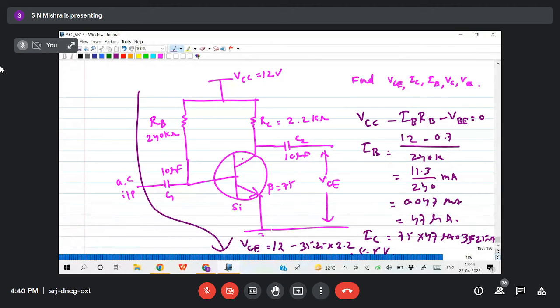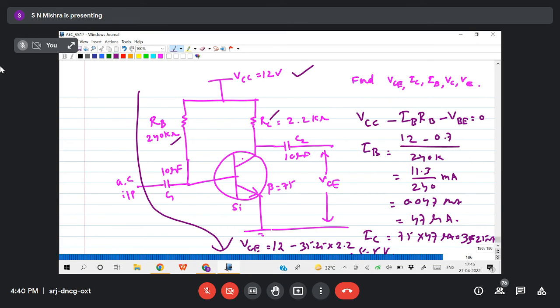Now, what is the advantage and disadvantage of this fixed bias? The advantage is a very simple circuit. Fewer components are used. You can see one voltage source and 2 resistors are connected with the transistor. So fewer components are used, and it is a simple circuit.